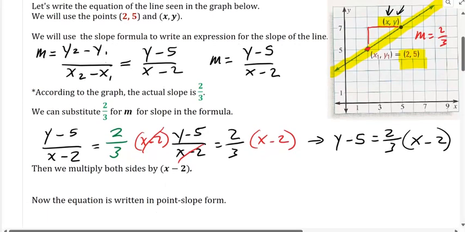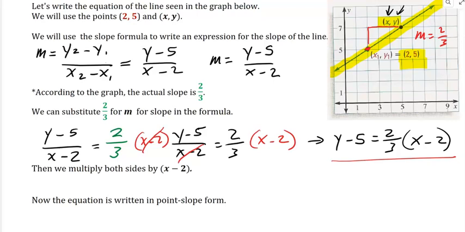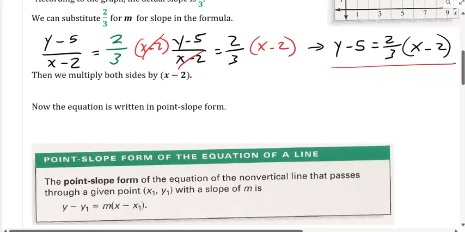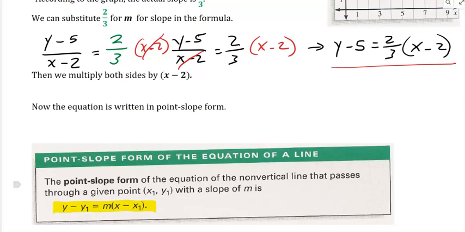Now that, my friends, right there, this is the point-slope form of a line. And the point-slope form of a line looks like this. We highlight it for you down here. You take y minus one of your y points equals the slope multiplied by the quantity x minus one of your x points. Now notice that they're both y1 and x1. That is the point-slope form.